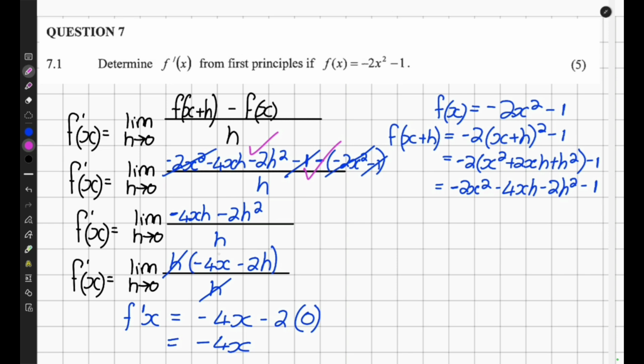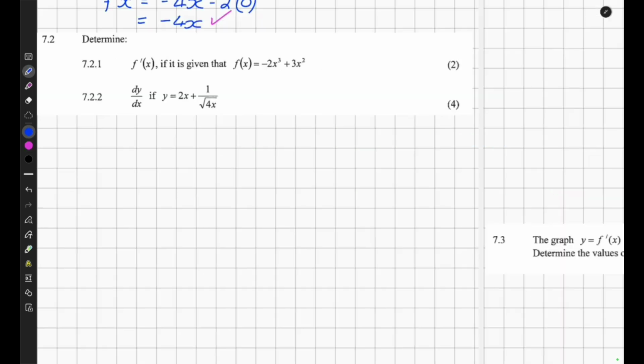Then for your simplifying and taking out a common factor, then for subbing in and losing the limit, and then for your final answer. Question 7.2. So now that we're done with first principles, we are going into the rules of differentiation. And these are normally fairly easy if you studied your rules. So please make sure that they don't catch you out with that.